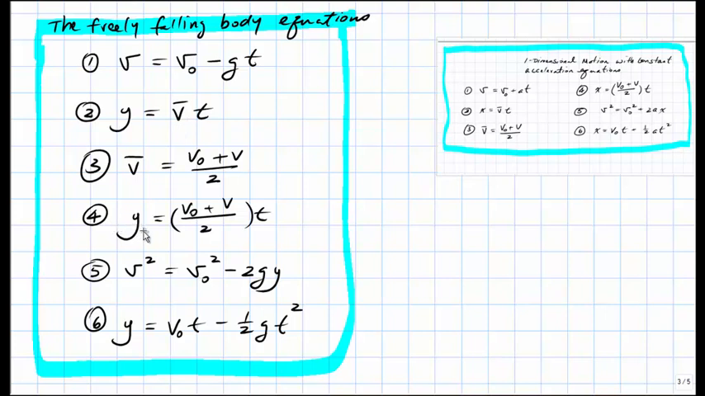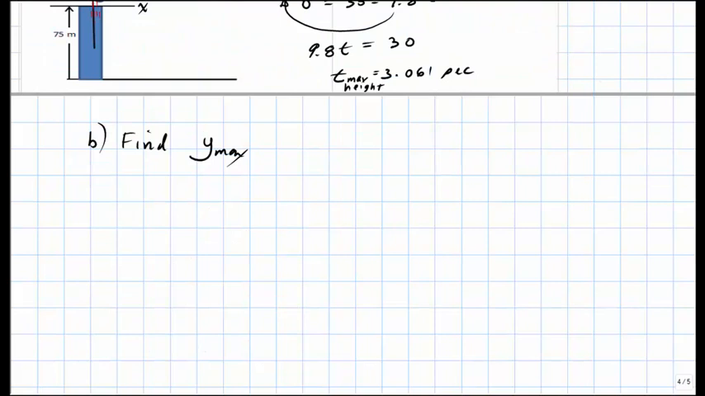Here's y. We do know v0. We do know the final velocity at maximum height, of course, that equals 0. And we just found out the time to reach maximum height. This is the equation that we'll be using. So, y equals v0 plus v over 2 times t.